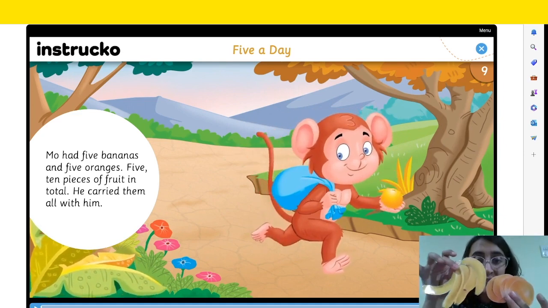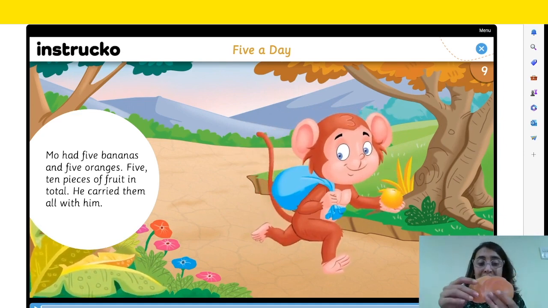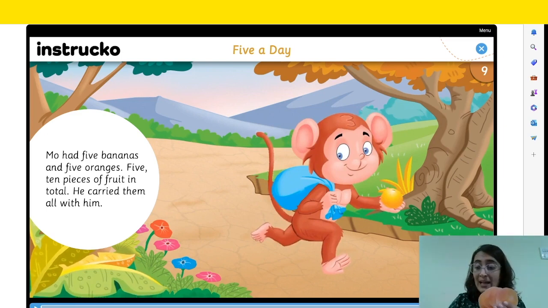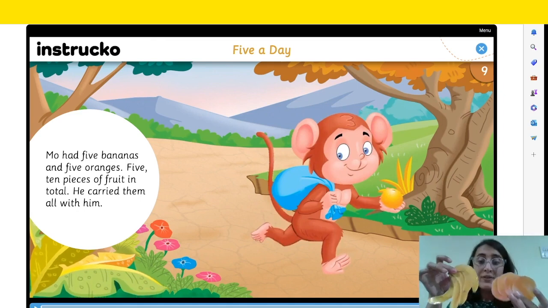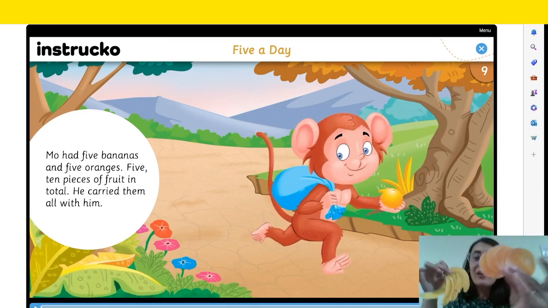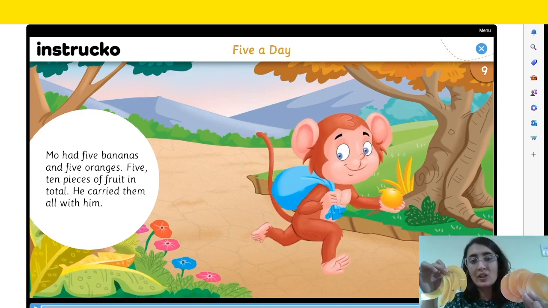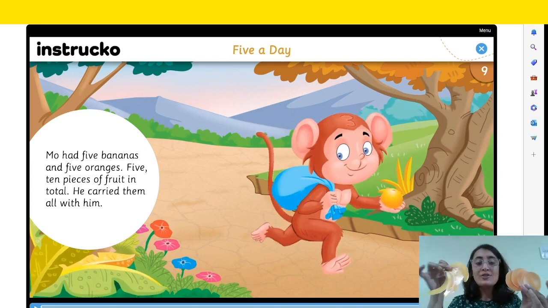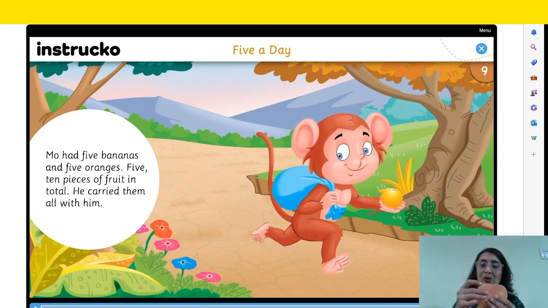Mo has 5 bananas and has 5 oranges. So we'll start counting from 6, right? 6, 7, 8, 9, 10. So in total, Mo has 10 fruits. 5 bananas, which his father gave, and 5 oranges, which his grandmother gave. So 5 plus 5 is 10. So Mo has 10 fruits in total and he's carrying them all with him.